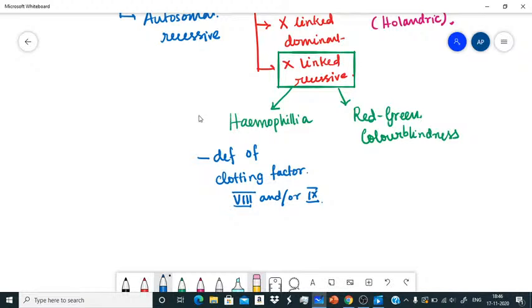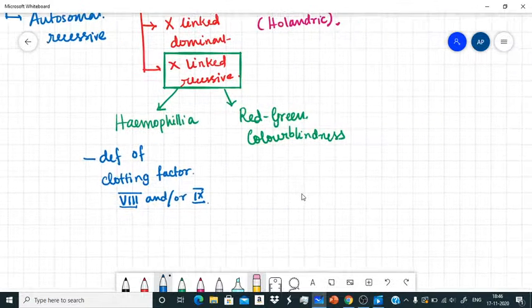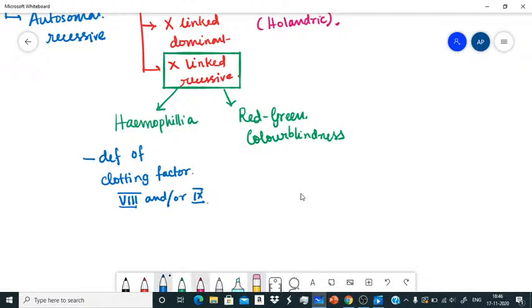Now there's an interesting trivia about red-green color blindness. Previously, red-green colorblind people were not allowed to drive, because they wouldn't be able to distinguish the red signal from the green signal, which would have led to accidents. That's why they were barred from driving and denied driving licenses.